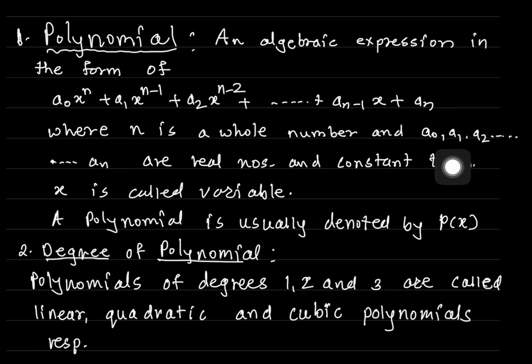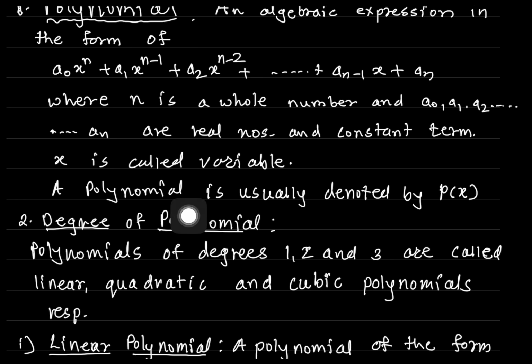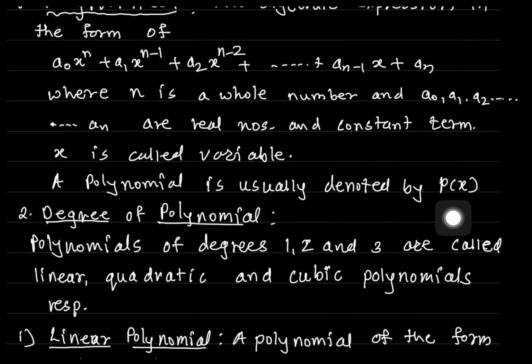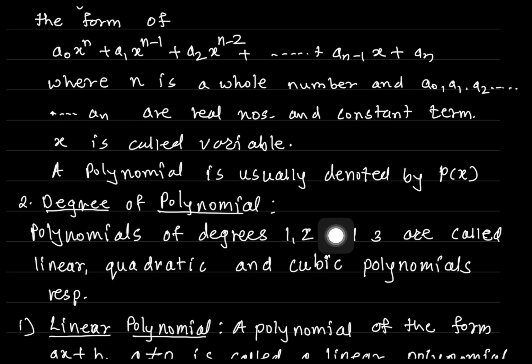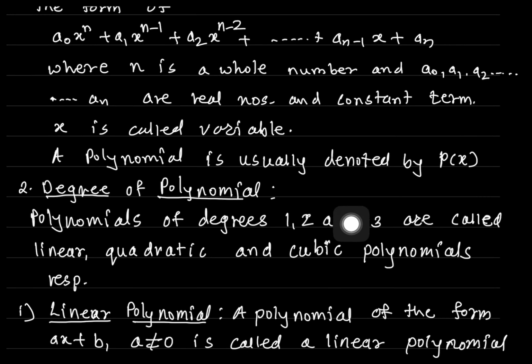And a0, a1, a2, and so on till an are real numbers. Real numbers, as we know, include rational and irrational numbers. The a's are real numbers and constants, and x is called a real variable. X is called the variable, and constant term means the numbers that are given. This polynomial is usually denoted by p of x, and sometimes f of x is also used, but mostly we use p of x.